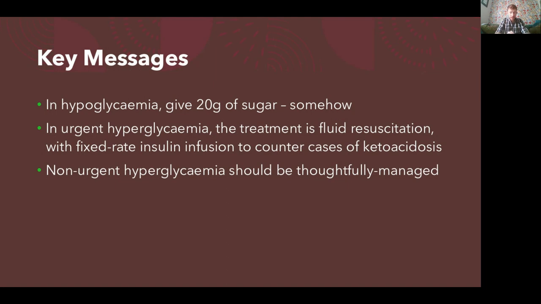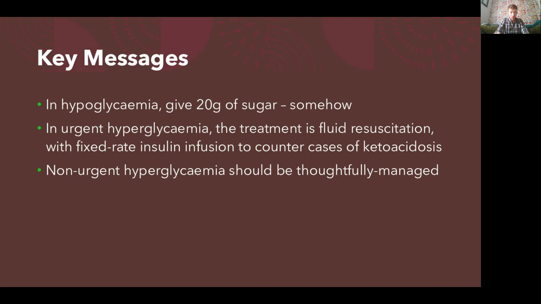In urgent hyperglycemia, that is DKA or HHS, the treatment is fluid. The dehydration will kill them, and then treating them with the fluid will help with the acidemia, and a fixed rate insulin will also help in instances of ketoacidosis.